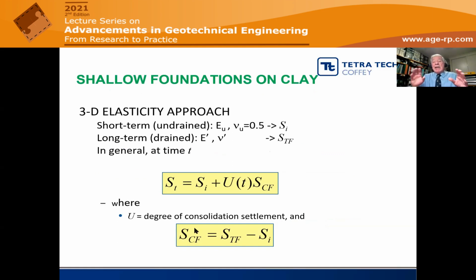Now, if we take account of the fact that the consolidation settlement takes time to develop, then we introduce a degree of settlement, Ut, so that the settlement at any time is the immediate settlement plus this degree of settlement times the final consolidation settlement, which is calculated as the difference between the total settlement and the immediate settlement. And so our next challenge will be to get that degree of settlement.